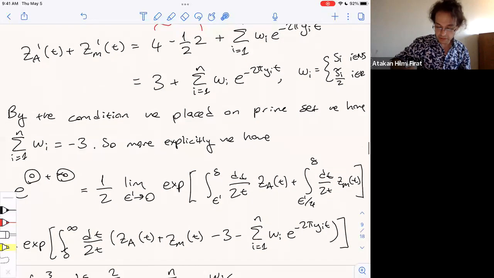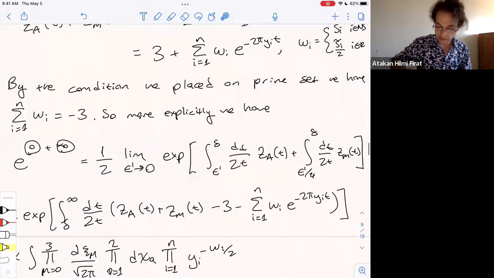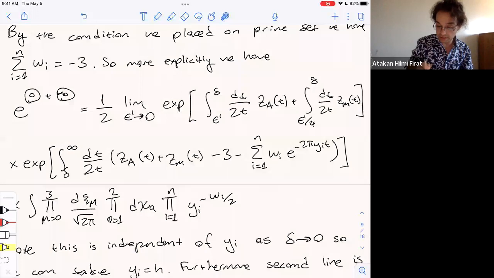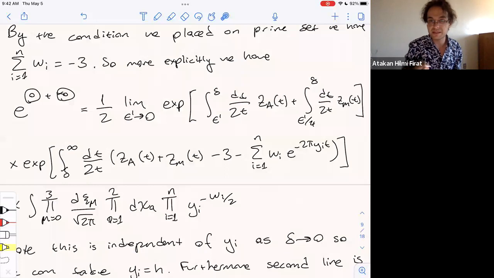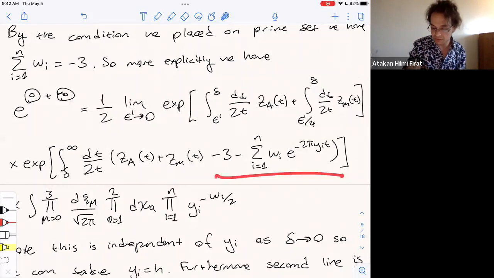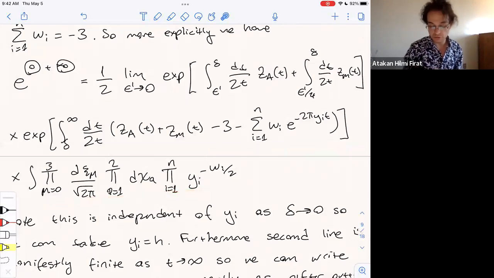More explicitly, using this evaluation of the prime set, I can write the expression I wrote earlier as follows. So I have 1/2 again. I have the t goes to 0 part and the t goes to infinity part. Now the double prime you can interpret as the whole set minus the prime set, which was this one. I basically put in the 0 modes plus the additional modes that I related for these additional massive modes.